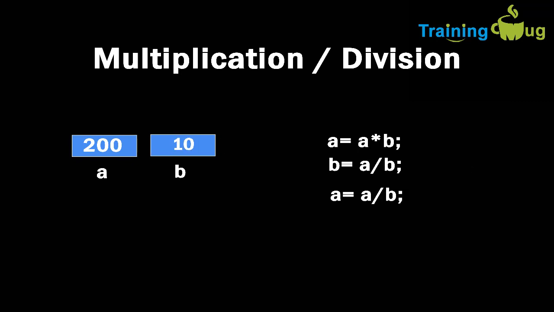Then finally we are going to say a is equal to a divided by b. A value was 200, b value was 10. Now the result is 20, which will be stored in a. So with the help of multiplication and division, we are swapping the two numbers, both a and b.